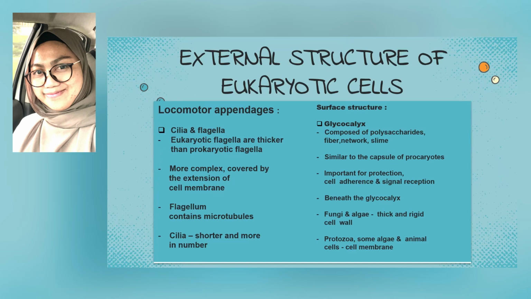For the surface structure, the eukaryotic cell has a glycocalyx, composed of polysaccharides, a fiber network, and slime. Similar to the capsule of prokaryotes, the glycocalyx is important for protection, cell adherence, and signal reception. Its location is beneath the glycocalyx. For fungi and algae, the surface structure is a thick and rigid cell wall, while protozoa, some algae, and animal cells have a cell membrane.